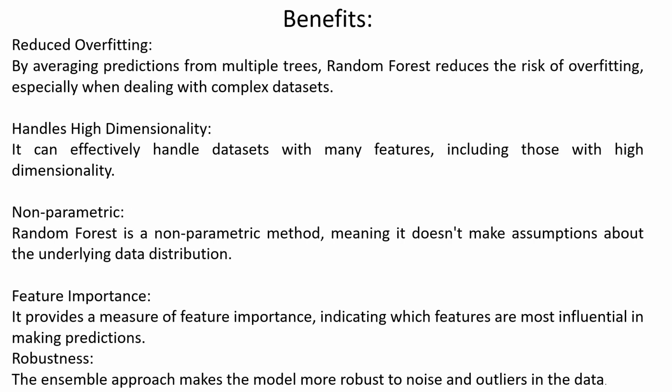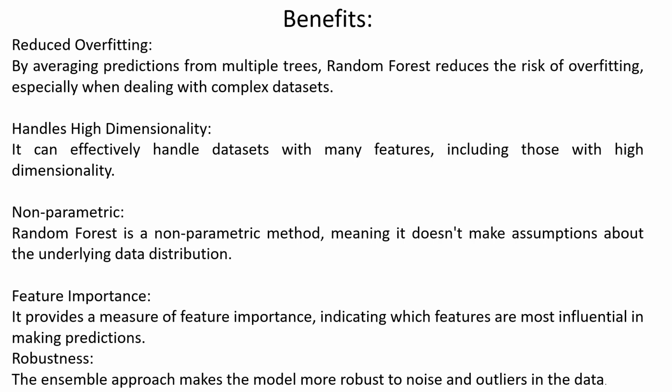Now we'll see what the benefits of random forest are. Reduced overfitting: why do I go for random forest? Whatever problems we faced in the previous algorithms, overfitting or underfitting, because of bias and variance variations. We discussed these two factors, overfitting and underfitting. In order to overcome those problems, we go for the random forest algorithm, which reduces overfitting. By averaging predictions from multiple trees, the random forest reduces the risk of overfitting, especially with complex data sets. It handles high dimensionality, very large data sets with many features.